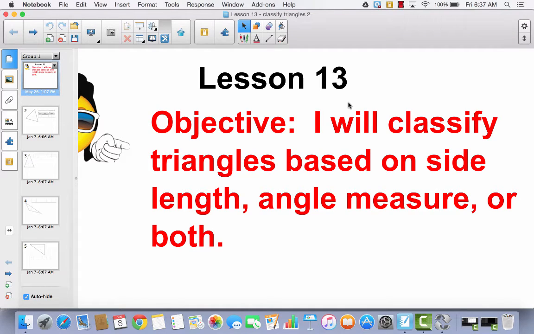Lesson 13, I will classify triangles based on side length, angle measure, or both. So today we're going to talk about how you can put triangles into groups. You can put them into groups based on the length of their sides or based on the measurement of their angles, or you can actually put them into groups based on both. So today we're going to talk about that.